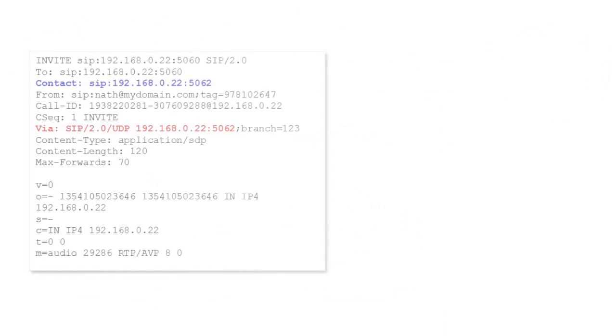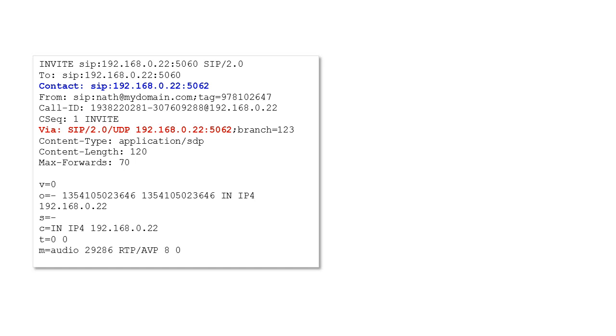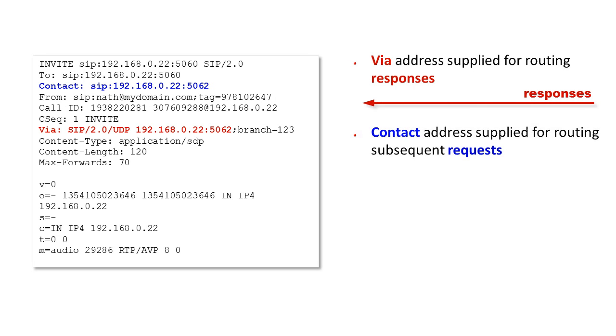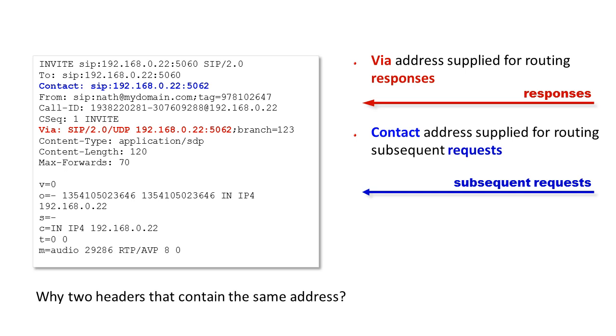Just to be clear, as it's easy to confuse things, the via header tells the other guy where to send responses, whereas the contact address tells the other guy where to route subsequent requests. They're not the same and not to be confused. You might ask, why do we have 2 headers that contain the same address? Why not have just one header for routing both responses and subsequent requests? Well, it's a good question and it has a good answer, but an answer we'll come back to later when we've learned a bit more about routing responses.